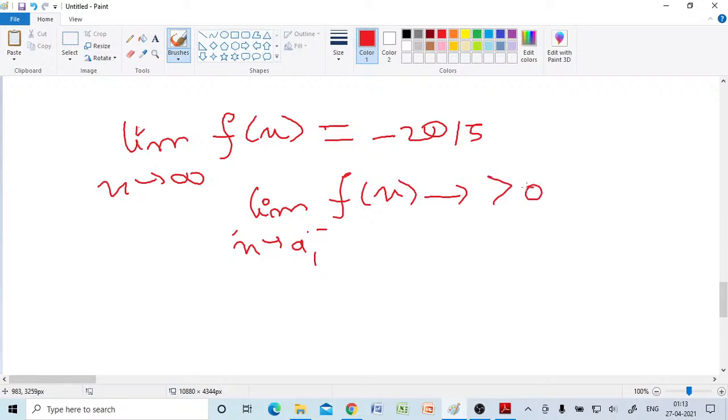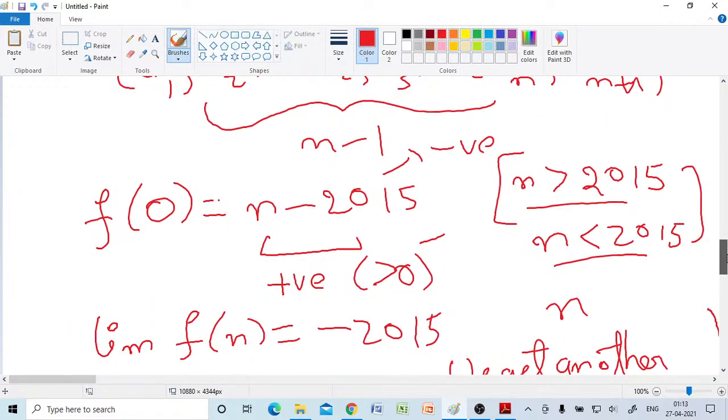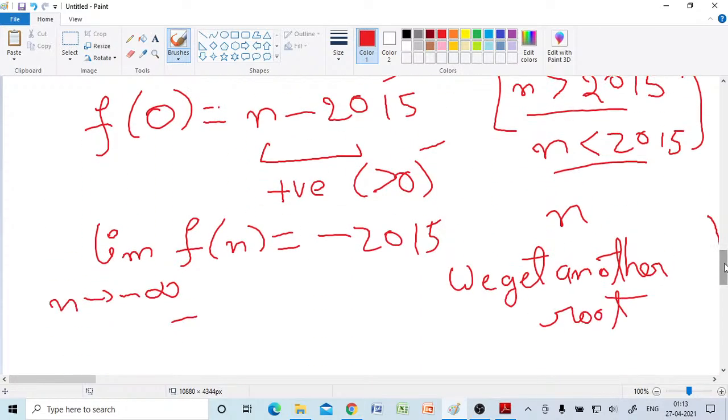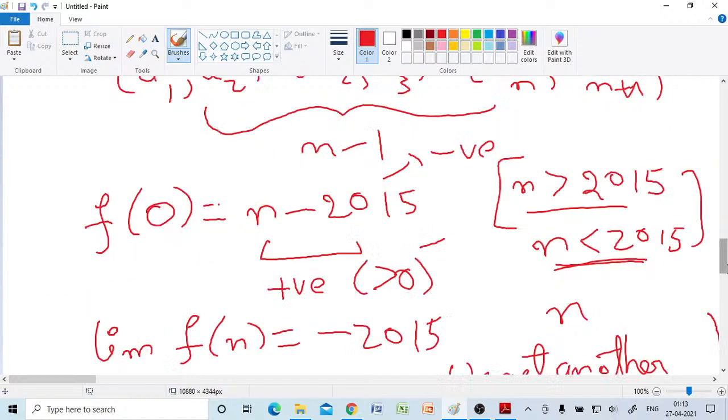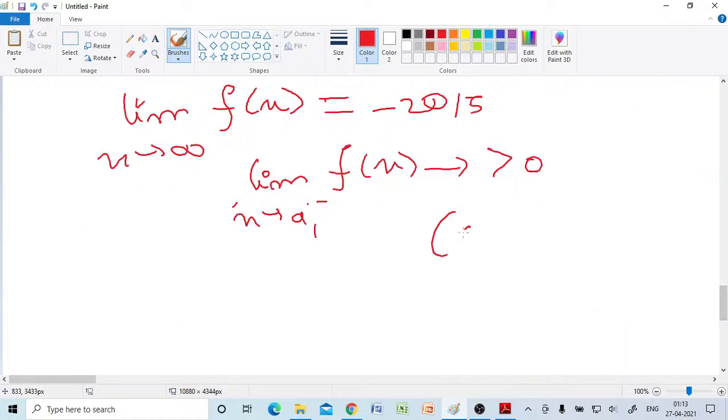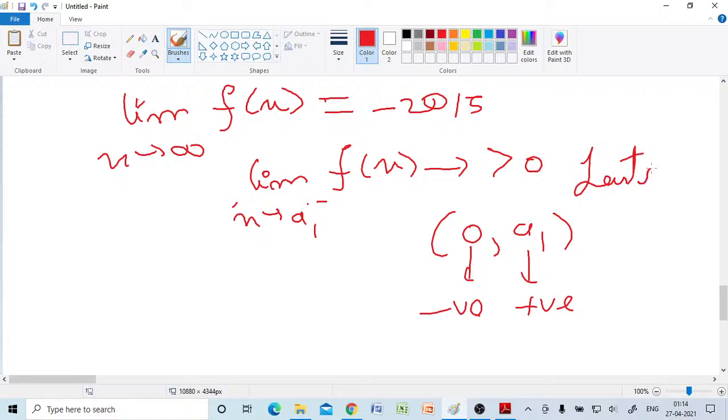But we have assumed that this thing is actually less than 2015. It means that this thing will be negative, right? But we know that this function is continuous in 0 to a1. So we can see at 0 we have something negative, and if we approach a1 from the left hand side, we get something positive. Again by IVT we get the last root.